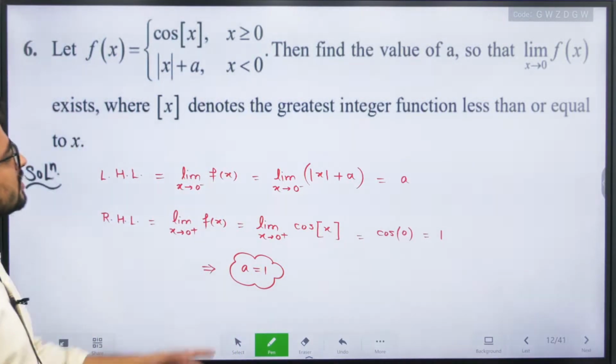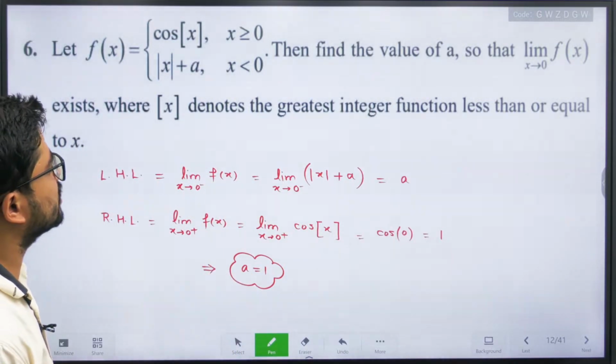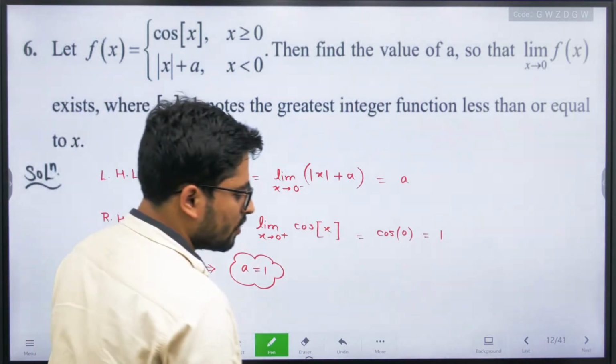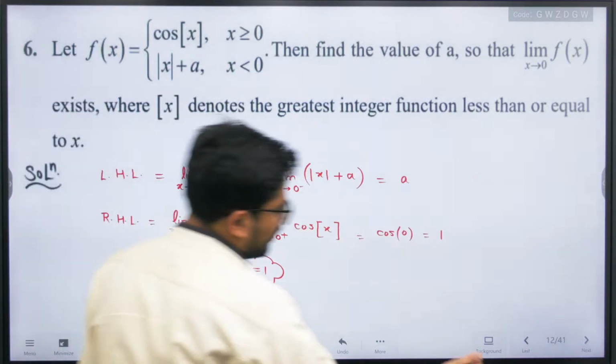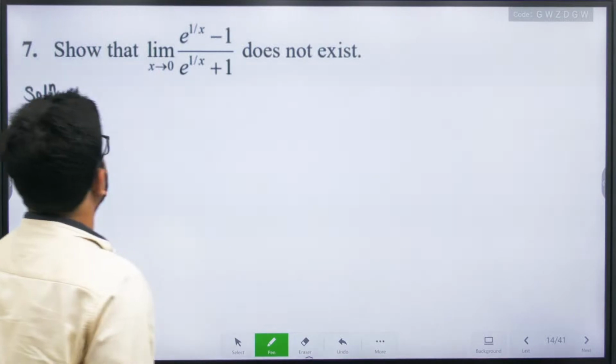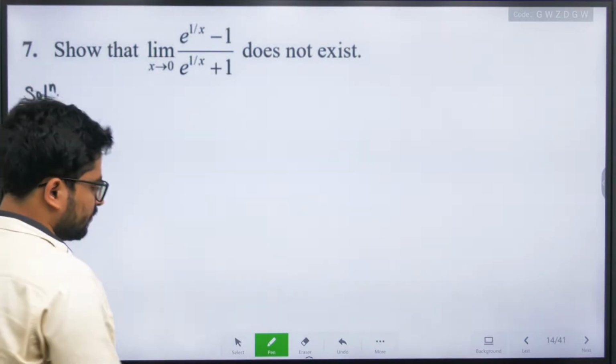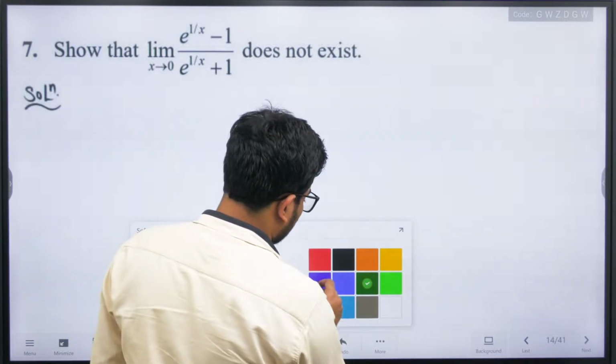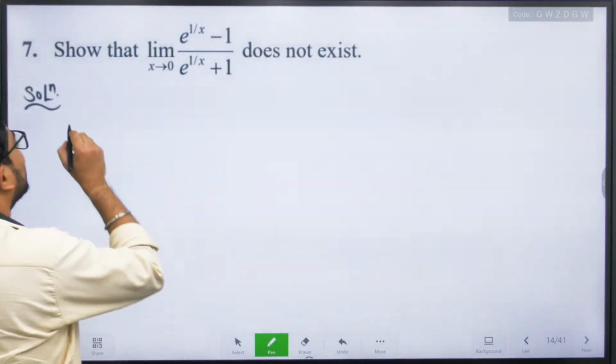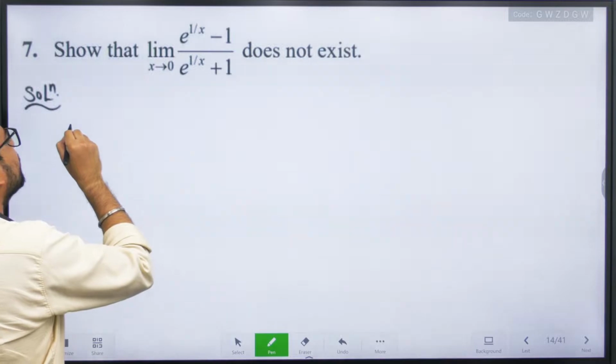This is the final answer for your given question. The value of a is 1. Now let's do the next one. Next one is here. You have to show that the limit does not exist for this function. So first of all, calculate your right hand limit. Let's calculate the right hand limit.